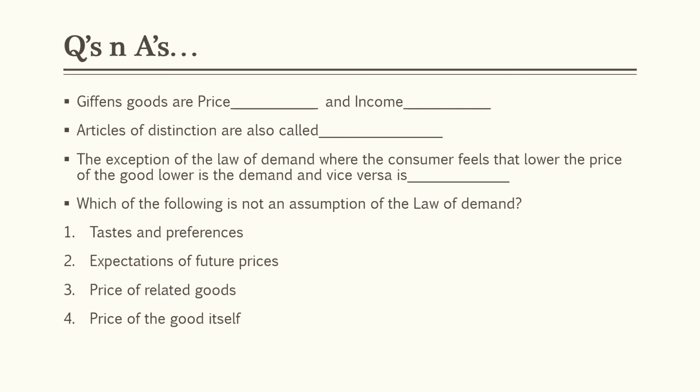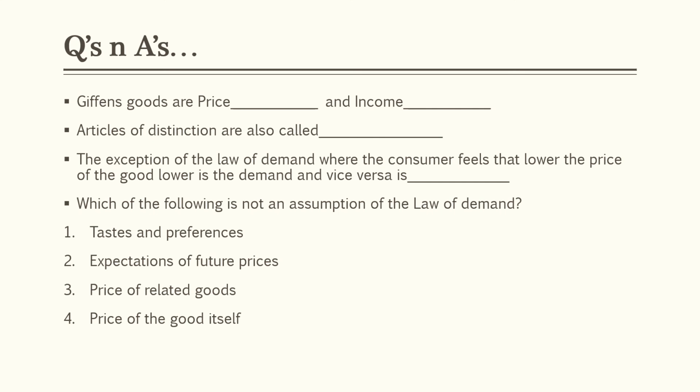The third one, the exception of the law of demand, where the consumer feels that lower the price of the good, lower the demand, and vice versa, is dash. The exception of the law of demand, where the consumer feels that lower the price of the good lowers the demand and higher the price, higher the demand, is ignorance.